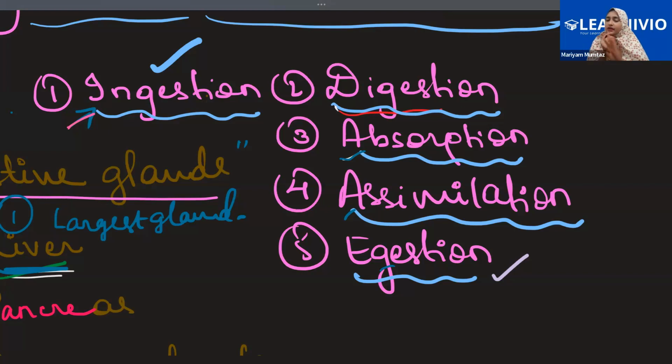Now, after the food has been absorbed, there are still so many parts in the body where nutrition is required. So it has to be distributed to the parts of the body. That distribution is known as assimilation. And lastly, whatever is the waste product, the part of the food that did not get digested, will get egested, meaning it will be excreted out of the body. So in a nutshell, this is how nutrition in human beings takes place: ingestion, digestion, absorption, assimilation, and egestion, 5 steps.